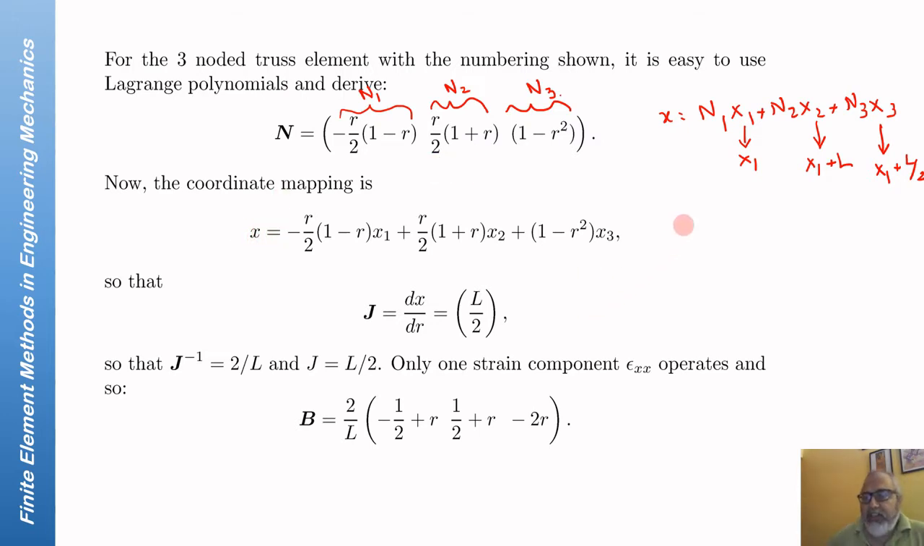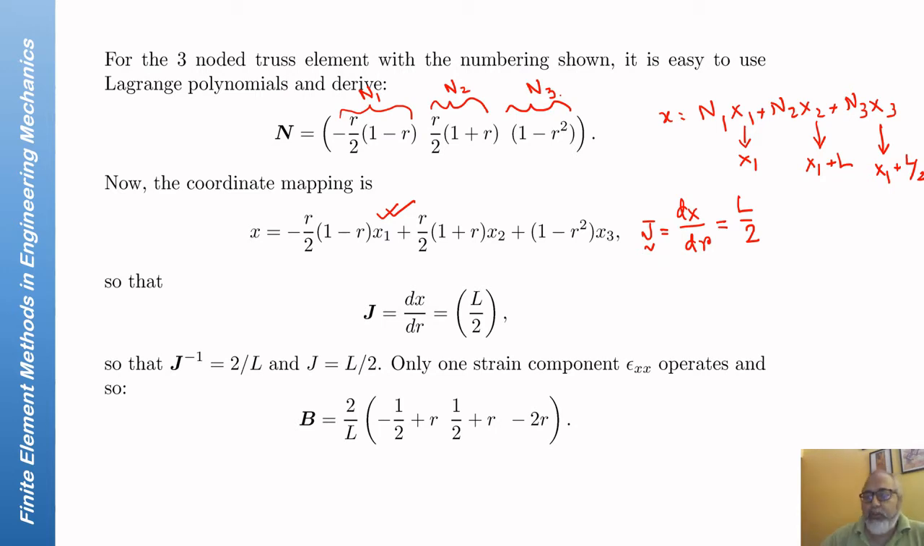Now in the Jacobian, all we need is dx dr. This is a 1D element, so this is all that we need, and it's easy to verify from this mapping function that dx dr is going to be L by 2. Note that the determinant of the Jacobian is the Jacobian itself here.